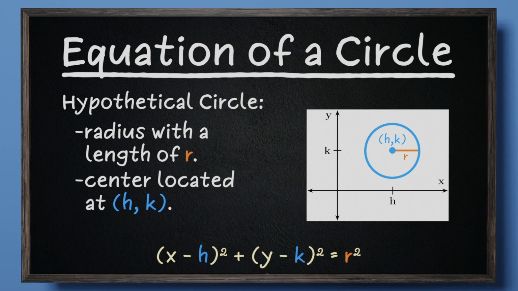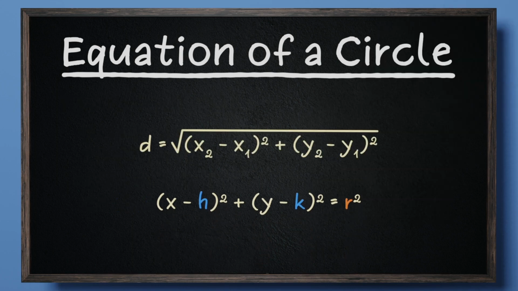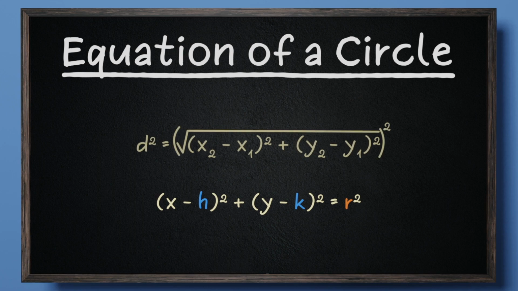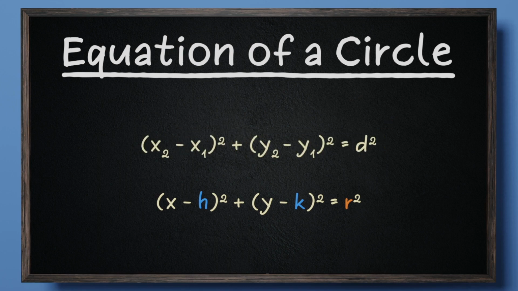With a keen eye, you might notice that this formula is the same as the distance formula between 2 points on the coordinate plane, which is d = √((x2 - x1)² + (y2 - y1)²). If we square both sides of the distance formula to remove the square root and then swap the left and right sides, the similarity between the two equations is revealed.